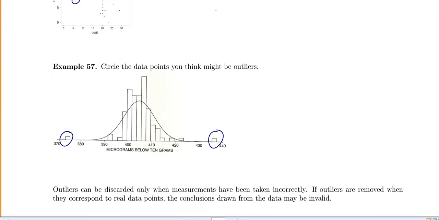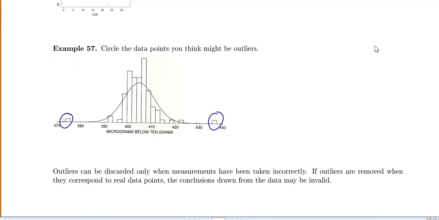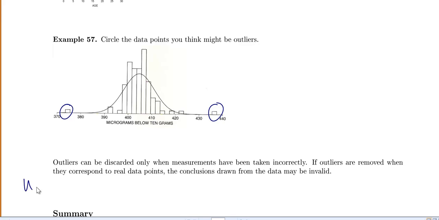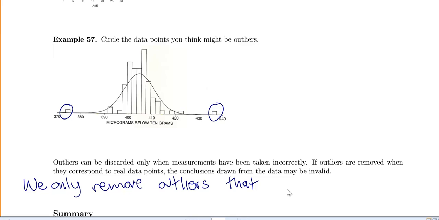What do we do with outliers? Outliers can only be discarded if our measurements have been taken incorrectly. So if we know that they're a mistake, we can take them out. But otherwise, if outliers are removed when they correspond to actual real data points, then the conclusions we draw from the data may be invalid. So we don't want to remove them, we just have to deal with them, because we only remove outliers that were typos or mistakes.